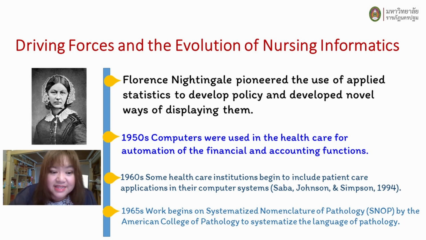In 1965, work began on the systematized nomenclature of pathology. So pathology was the one that came to use this informatics first. The American College of Pathologists worked to systematize the language of pathology, so that pathologists around the world could hopefully use the same language of pathology together.